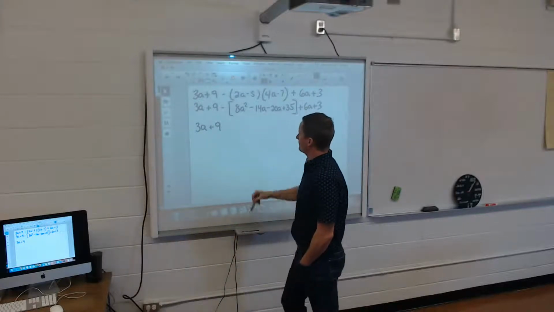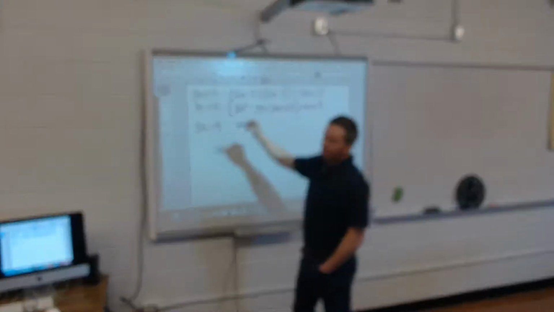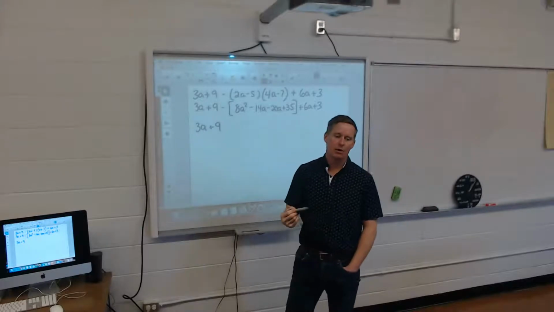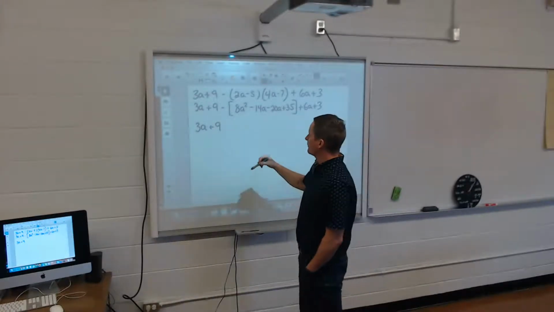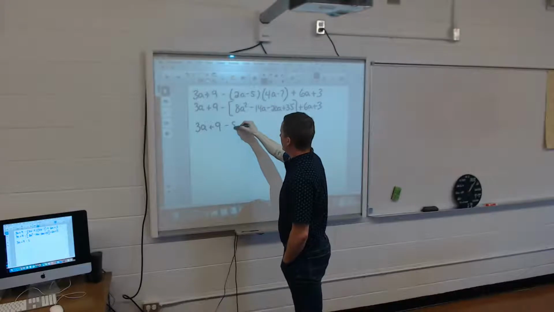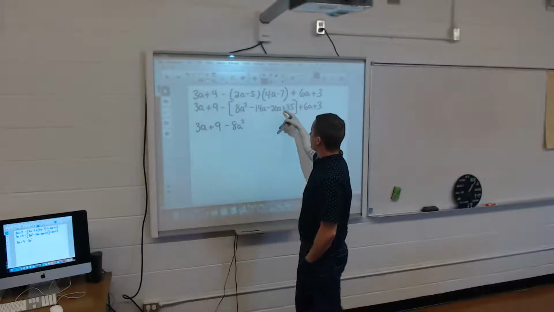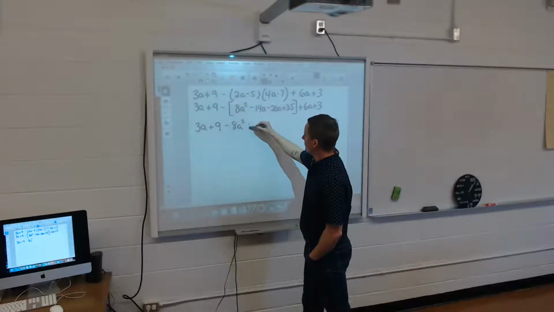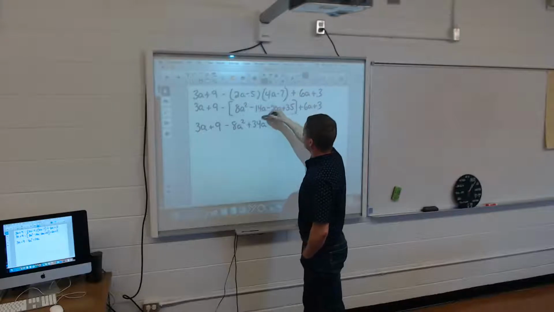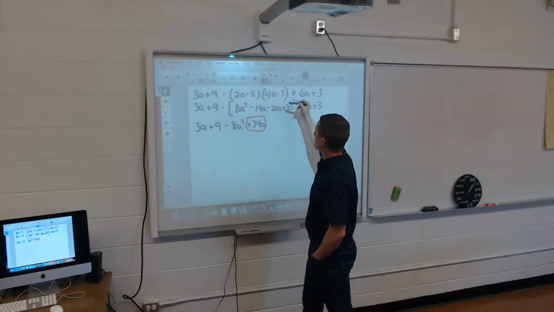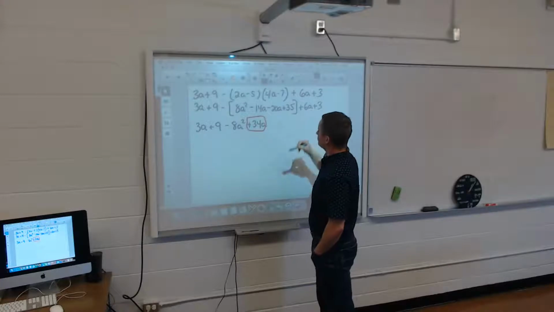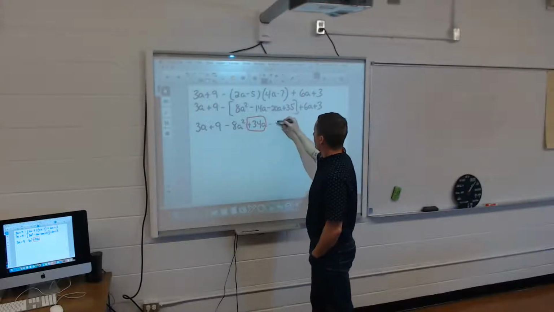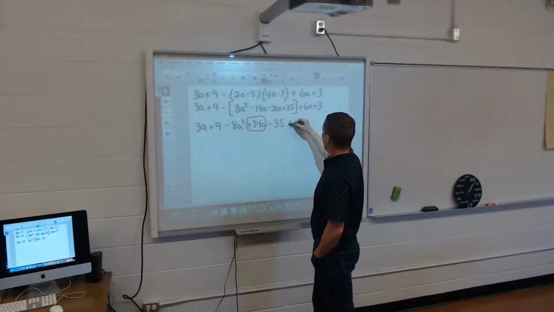3a plus 9. I'm going to distribute this negative through the brackets. Now I'm going to do 2 steps at once here, so you're going to have to follow. So negative 8a squared. When I combine these, that's minus 34a, but I have to times it by the negative 1, so I get plus 34a. This is a big one right here. Pay attention to that. And then I've got minus 35, add 6a, add 3.